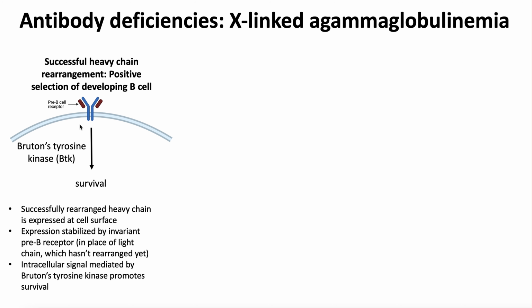So when heavy chains during lymphocyte development successfully rearrange, they get expressed at the cell surface, and they often pair with this conserved molecule called the pre-B cell receptor that stabilizes the expression of this heavy chain at the cell surface. And when this heavy chain gets expressed at the cell surface, this induces an intracellular signal mediated in part by this kinase, Bruton's tyrosine kinase, that tells this cell to survive and prevents it from undergoing apoptosis.